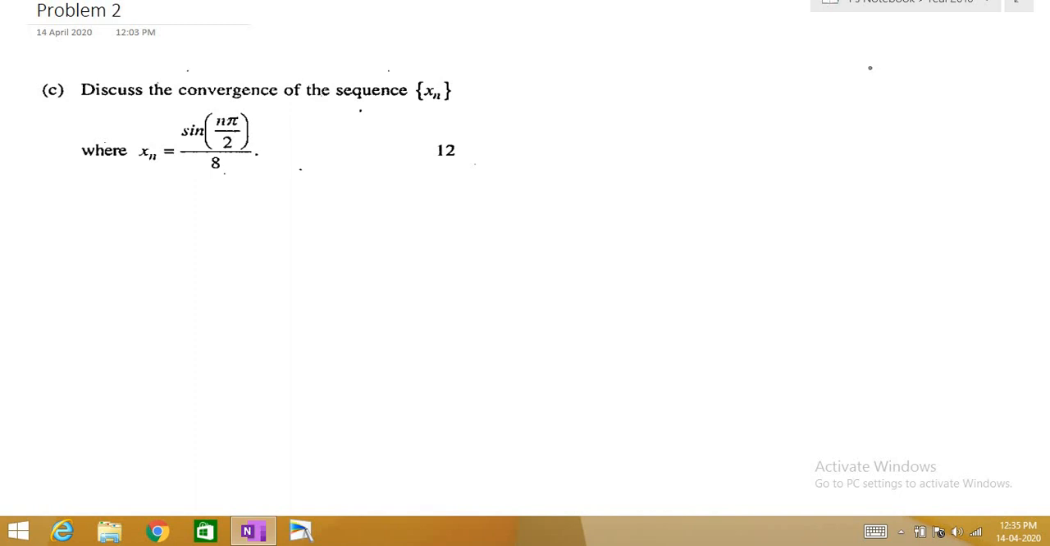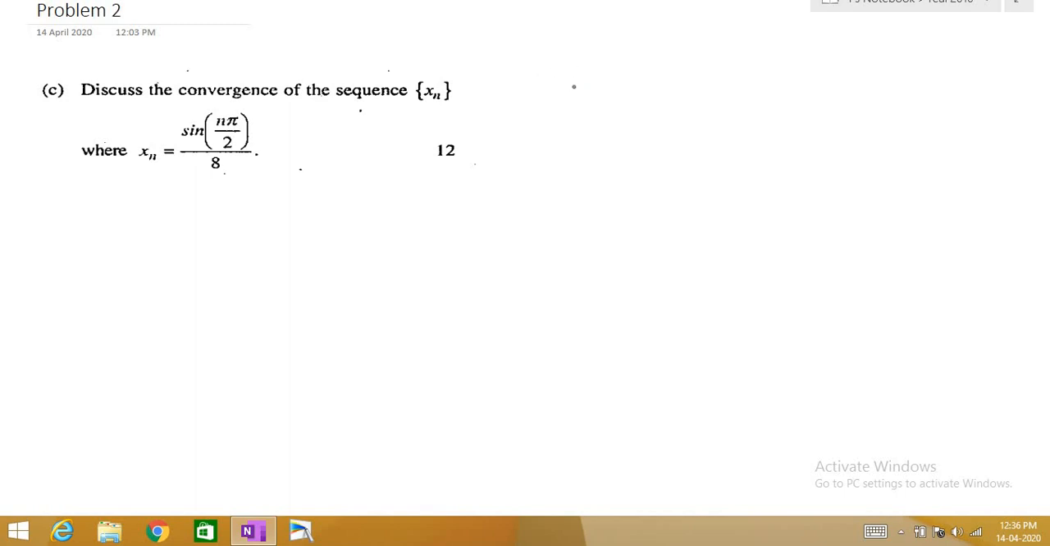We don't have a recursive formula here, because all the sequences that we have seen so far are based off a recursive formula. A recursive formula is nothing but they will give x1 and for xn plus 1 they will give some formula, and from that formula we find recursively the x1, x2, x3 values. But here we have only one single sequence, which is sine(n pi by 2) by 8. Now we want to show whether the sequence is convergent or divergent.